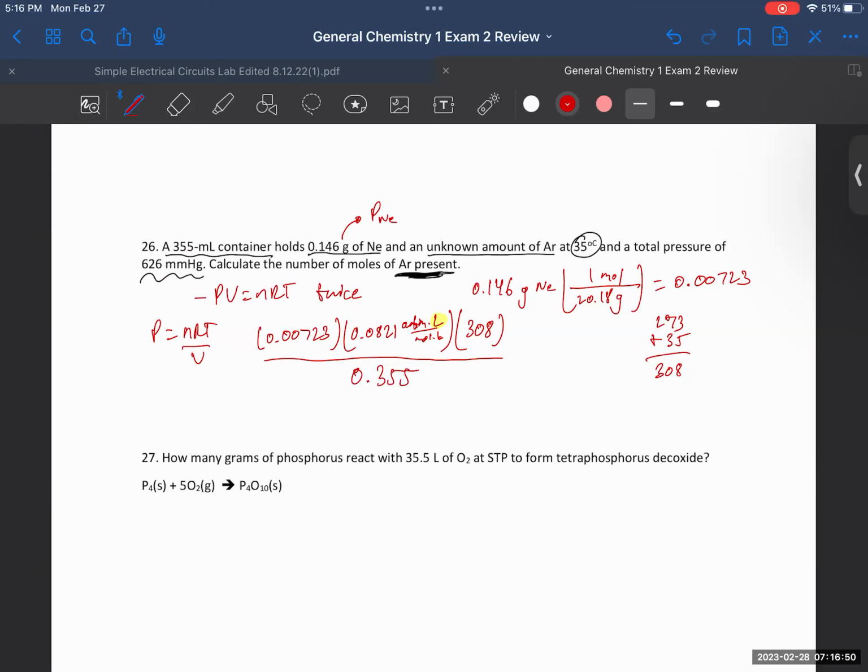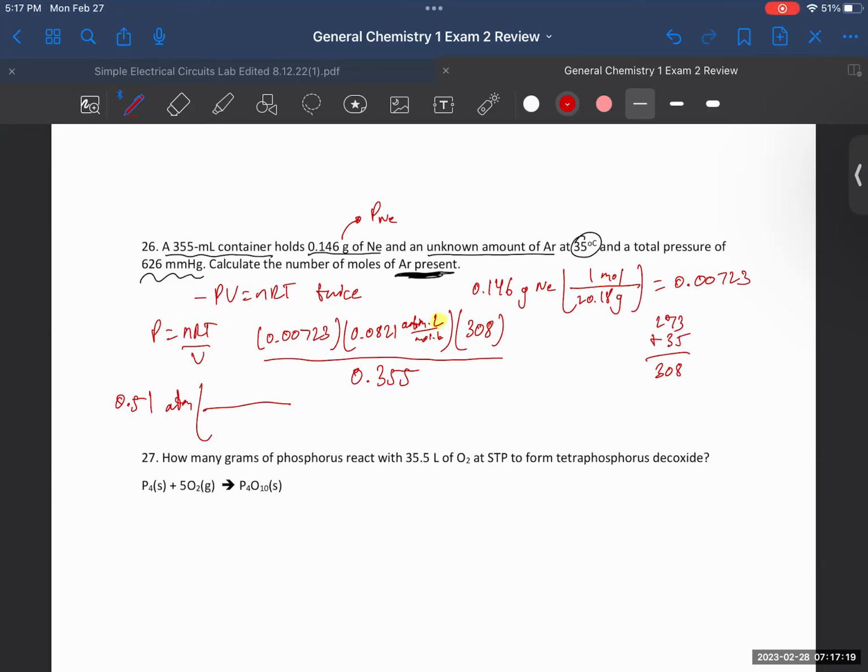All right, now let's solve this out. 0.00723 times 0.0821 times 308 divided by 0.355 should give me a number of 0.51. The pressure. This is in atmospheres. What I'm going to do real quick is convert it into millimeters of mercury.